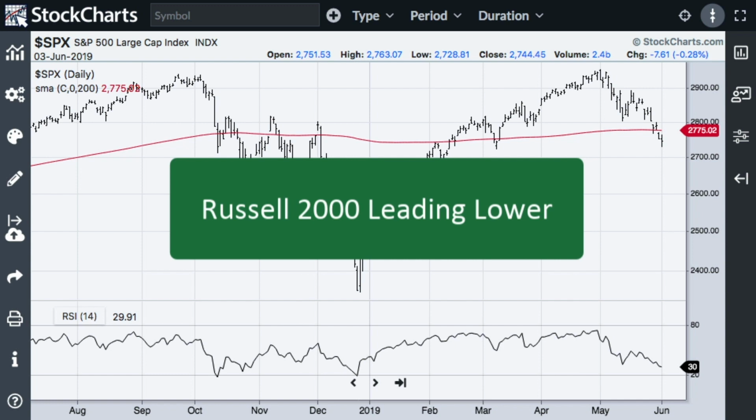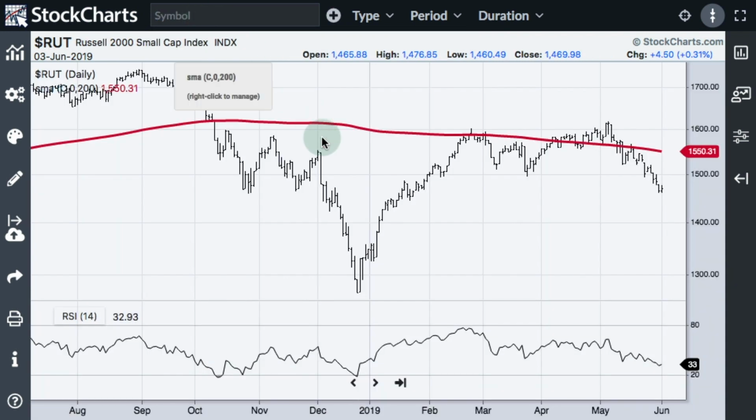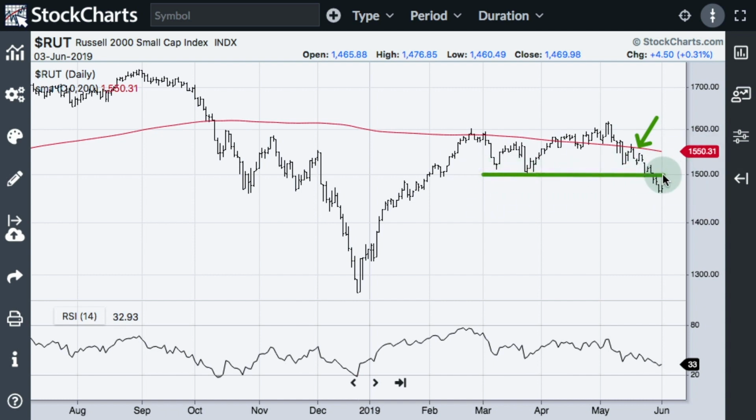All right, now I'm going to move to the Russell 2000, and so I'm going to go up to the symbol box, and I'm just going to enter RUT for the Russell 2000. And we can see here that this index has broken back below its 200-day, and it is below this low there from March. So it is clearly leading on the way down, and you can see the 200-day is falling. So another negative for the stock market, we have relative weakness in small caps.